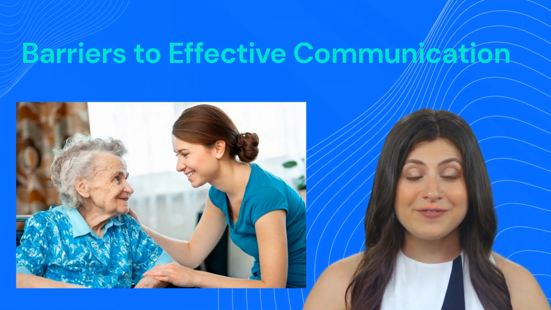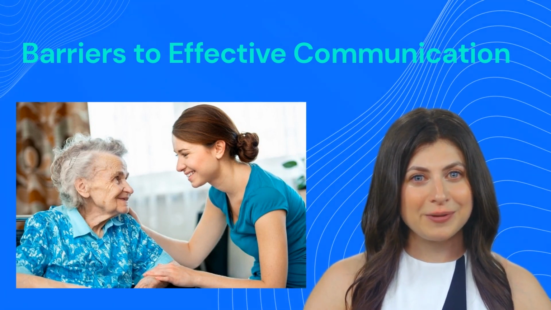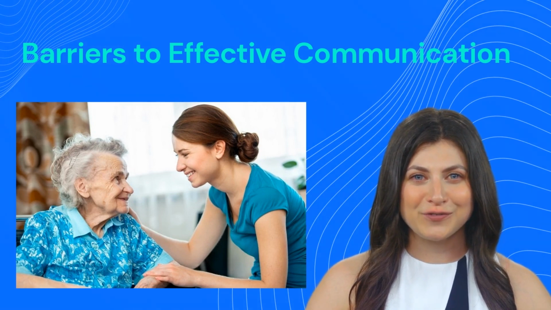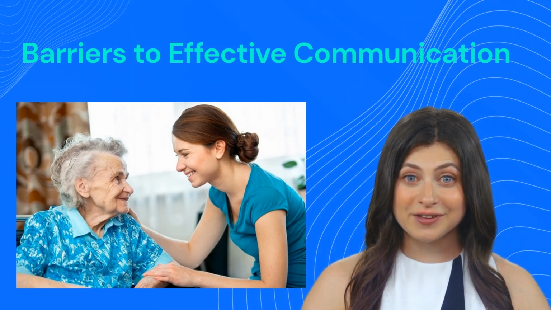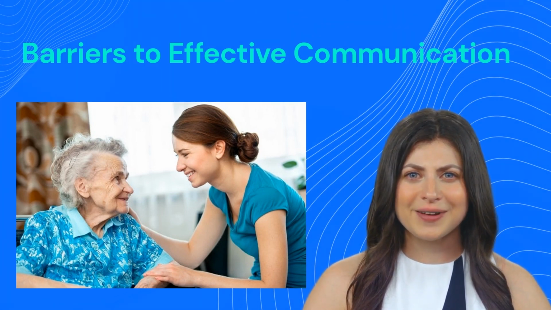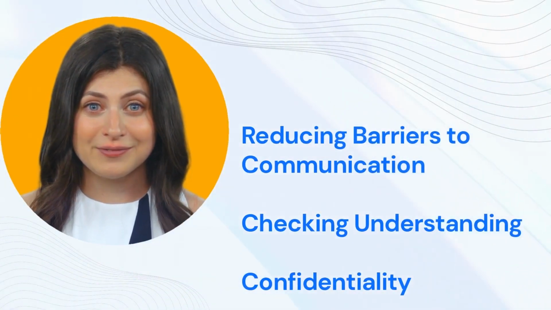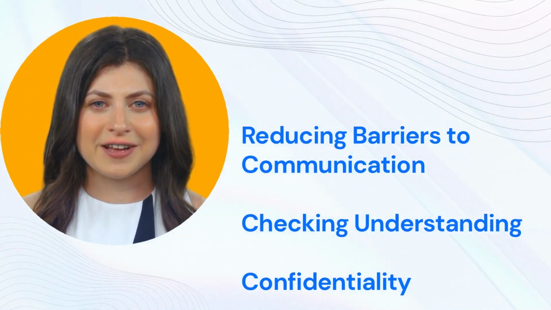Lack of privacy, think carefully about where and when private and confidential conversations should take place. Stereotyping, generalizations about a group of people that are wrong and misleading. An example would be that all older people are hard of hearing. Other barriers include sensory impairments, culture, language, noise, lighting, or substance misuse. Reducing barriers to communication. As a worker, you should do what you can to reduce any barriers to communication.